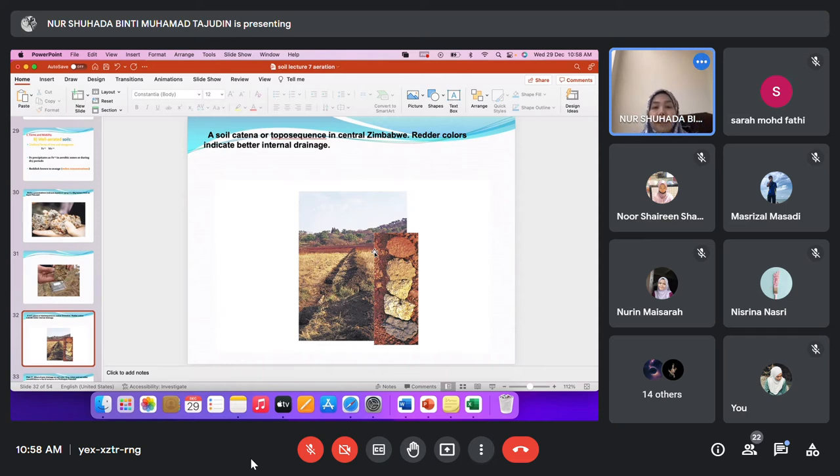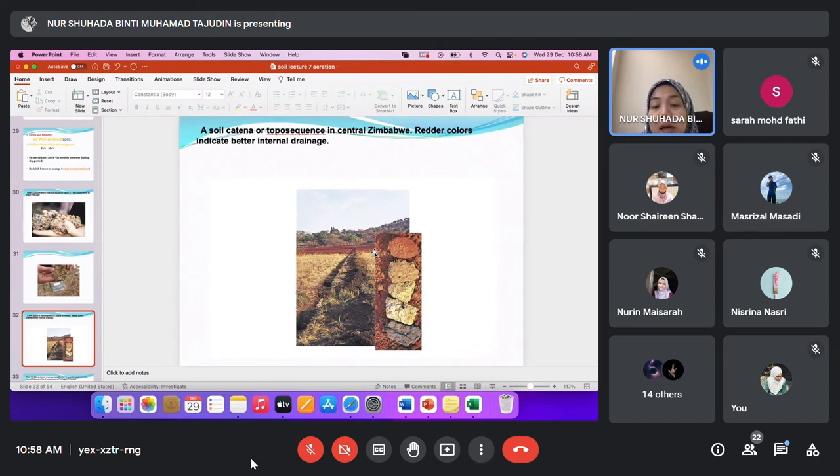Okay, these are the changes of the color. If you look, the sequence is from the reduced state. Okay, so whitish. Whitish usually carries calcium and also magnesium.